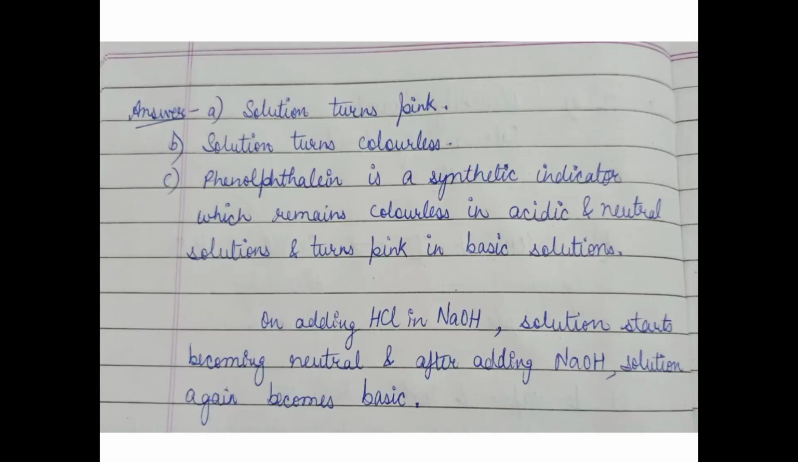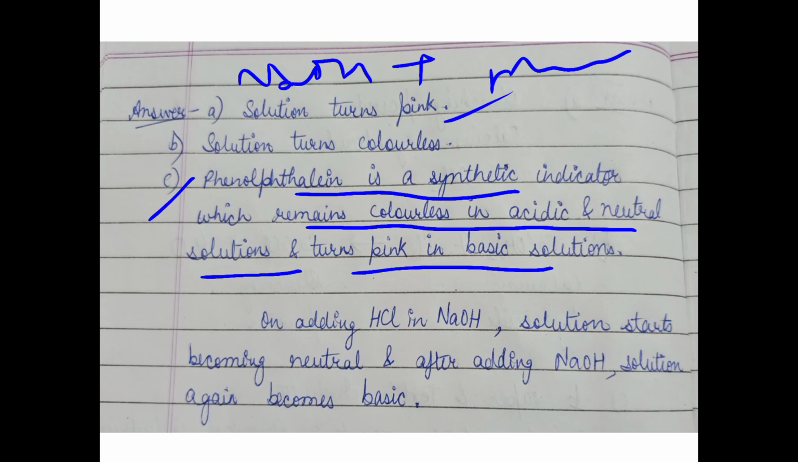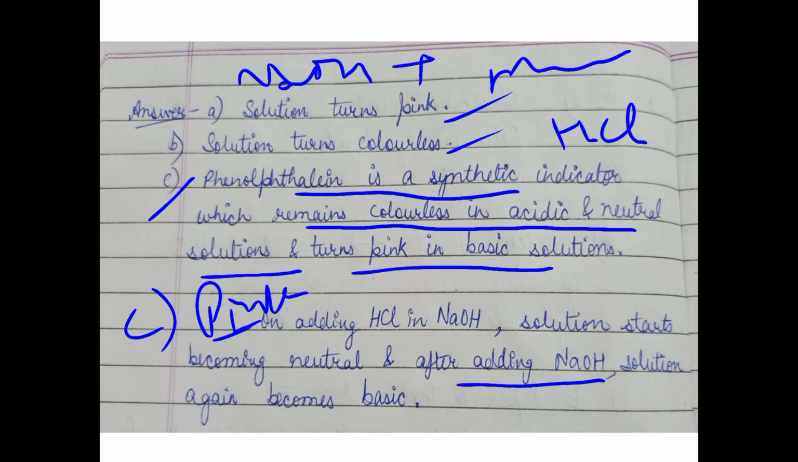Now the answer is, first of all concentrate on the third part: phenolphthalein is a synthetic indicator which remains colorless in acidic or neutral solution and turns pink in basic solution. Now attempt the three parts. In the first situation, NaOH plus phenolphthalein: NaOH is a basic solution, so the solution will turn pink. In the second situation, we poured HCl, the medium will start becoming acidic, so the solution will turn colorless. And in the third situation, it will again become pink. The original pink color is regained because the solution again becomes basic on pouring NaOH solution.